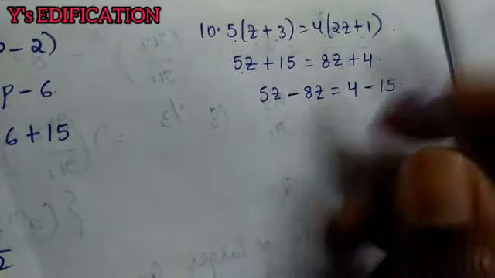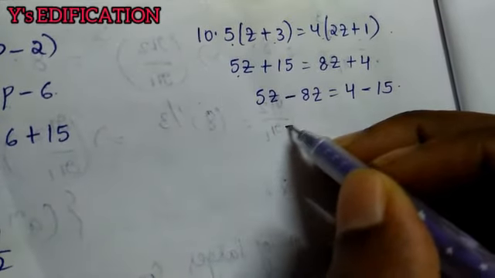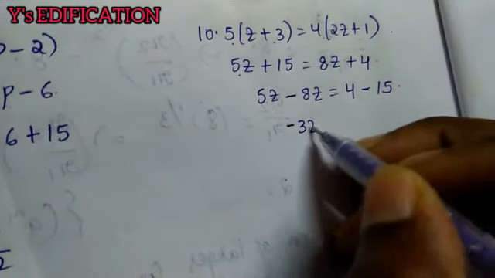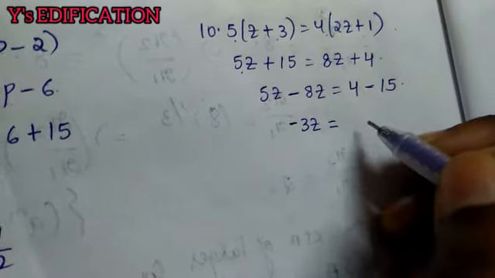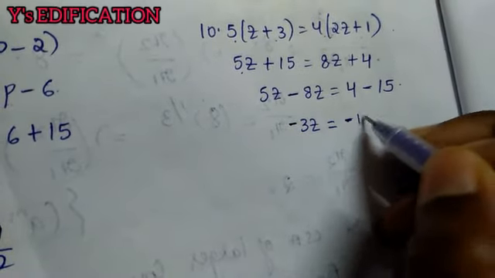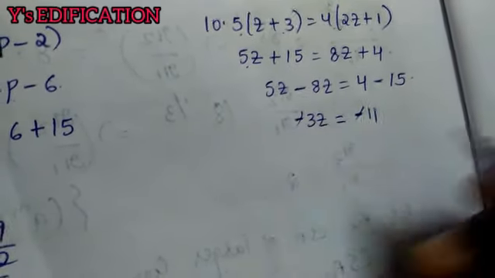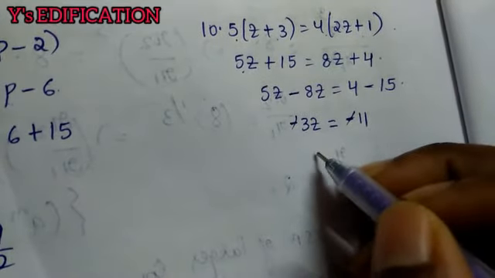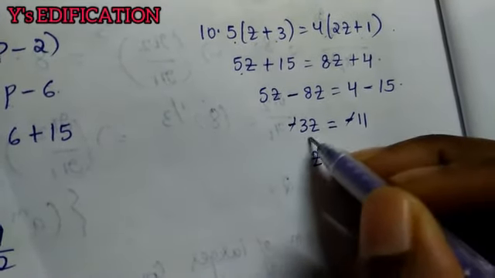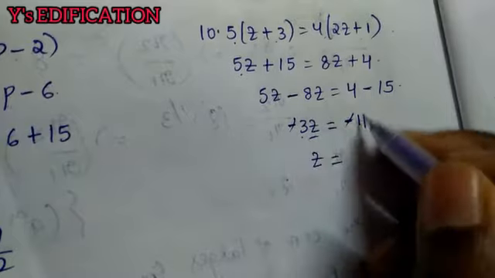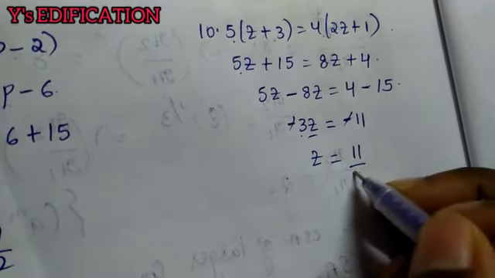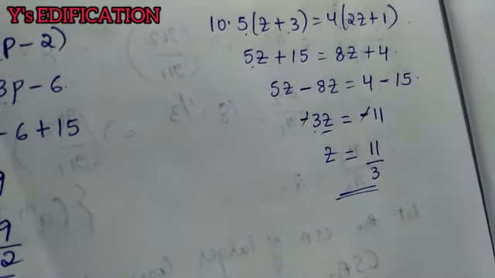Okay, so what is 5 minus 8? Minus 3z is equal to, what is 4 minus 15? Minus 11. Both the negative signs will get cancelled. So we have 3z is equal to 11. We want only the z value. Transpose this 3 to the RHS. It will become 11 by 3. So the z value is 11 by 3.